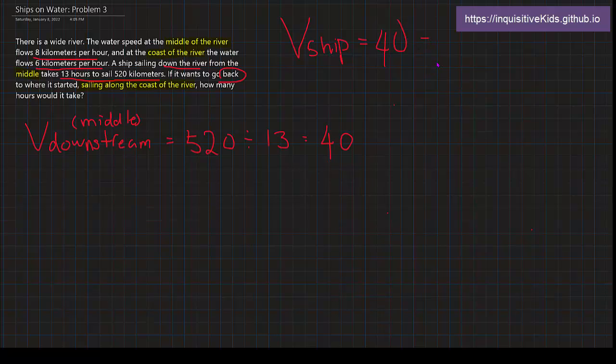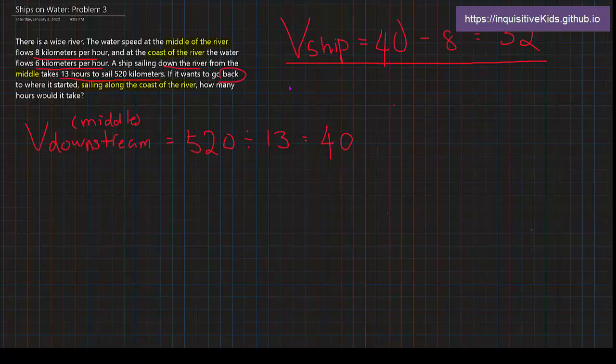Now we have to subtract the water speed. What is the water speed? Well, right now we're talking about the middle of the river, so we have to look at the water speed at the middle of the river, which flows 8 kilometers per hour. So we have 40 minus 8, which equals 32. So our ship speed is equal to 32 kilometers per hour.